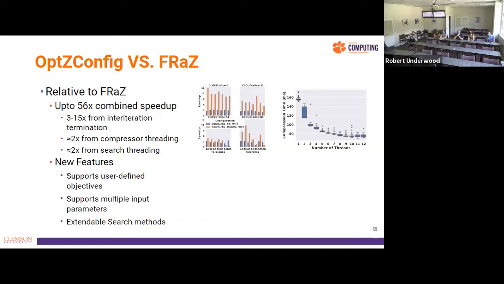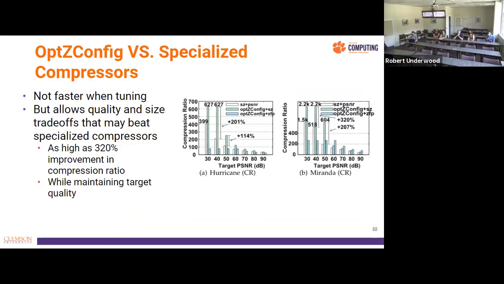In addition to all of the performance improvements, we support arbitrary user-defined objectives that are sufficiently deterministic, multiple input parameters, and we allow extendable search methods. So as new search algorithms are developed that work better on these compression ratios, we can reuse the existing code that we have without having to change the framework.